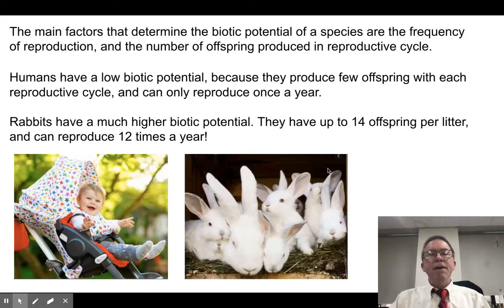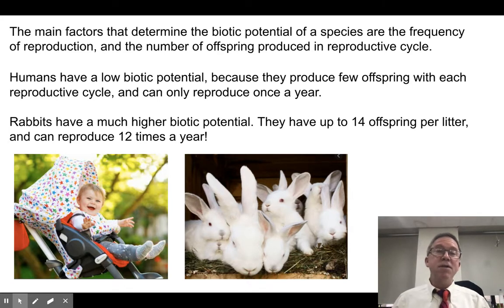Now, what are the main things that are going to determine biotic potential of a species? Basically, biotic potential has to do with the frequency with which they reproduce, like how many times a year they have offspring, and how many offspring they have when they reproduce. So you could have frogs that reproduce maybe twice a year, and each time they produce thousands of froglets, tadpoles, whatever you want to call them.